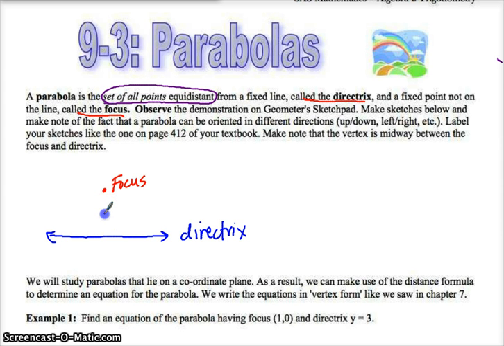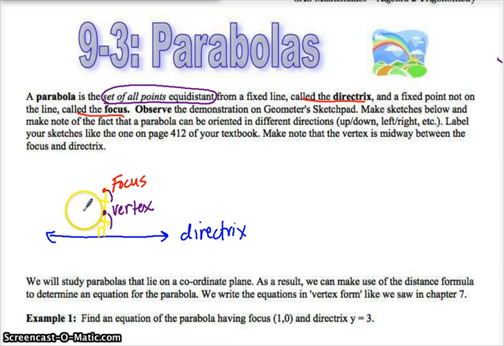So the first point I can draw is the vertex. If I were to draw a perpendicular line from the focus to the directrix, then halfway in between on that perpendicular line needs to lie my vertex. So right here is my vertex, which means this segment here is the same distance as this segment here, the same length.